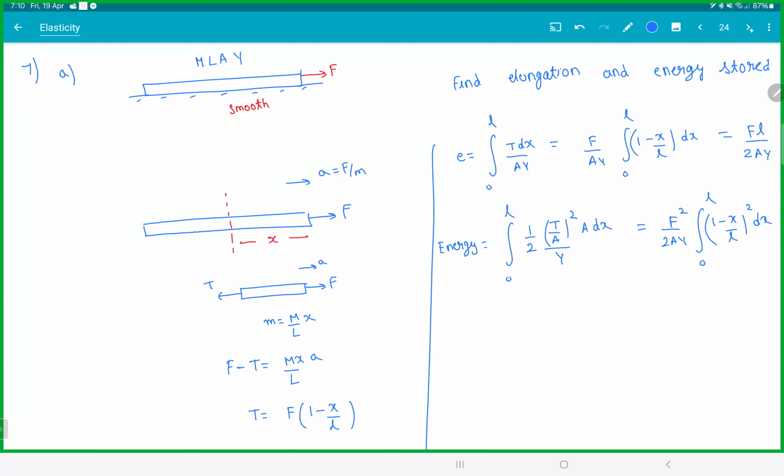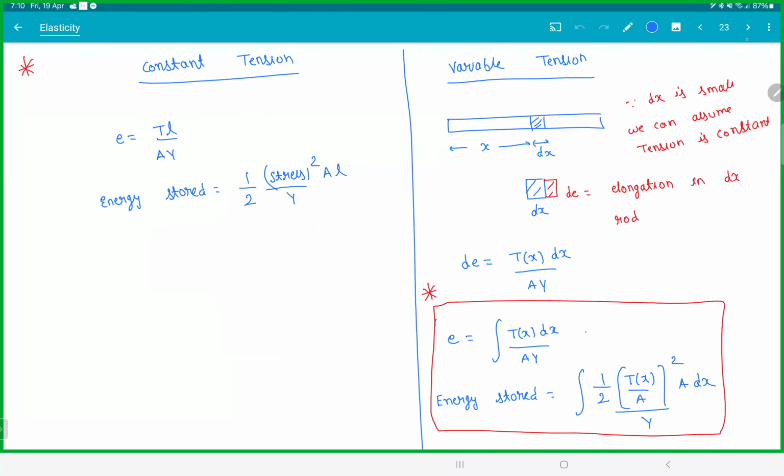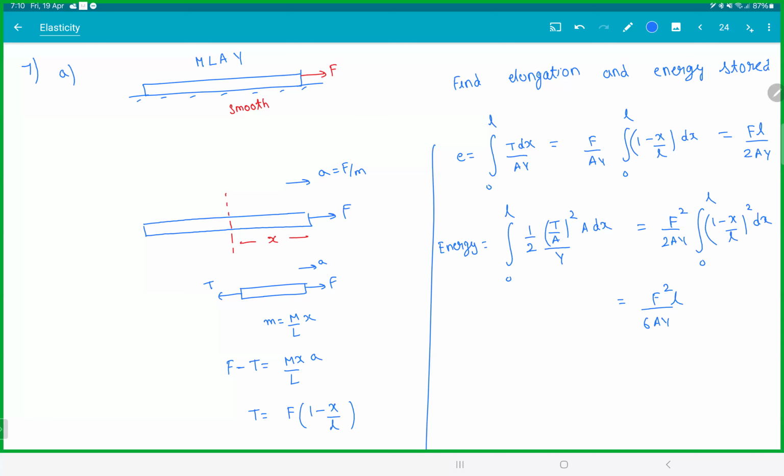That is actually an x power n integration. Someone solved it? Yeah, Lakshika, I think that is right. F square by 6AYL. That's your answer if you integrate. Check it out. That's what I'm saying. Once you got the tension, the question is over. You just need to put it there and integrate. Have a look at the steps.